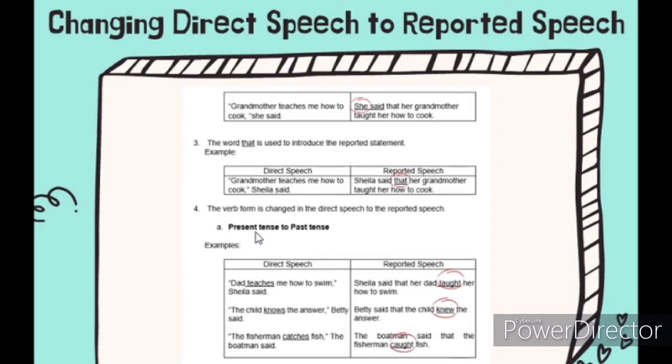The first is simple past tense, from present tense in the direct speech to past tense in reported speech. So as you can see here, the verb teaches is in its present tense. In reported speech, you can see that the verb is already in its simple past tense, taught. Knows became knew, and present tense catches became caught.